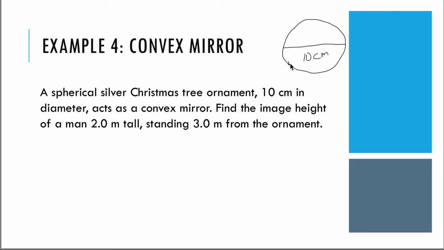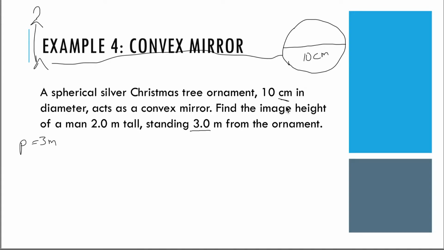The first thing to do here, we're not required to do a diagram, just figure it out using the equations. First thing to do is write down our givens. So you're standing 3 meters from the ornament. This is not to scale, but that's your object distance p here. So p is 3 meters. Notice I am putting units here because we were given different units and everything has to be in the same units. The other thing that we need is the focal length.